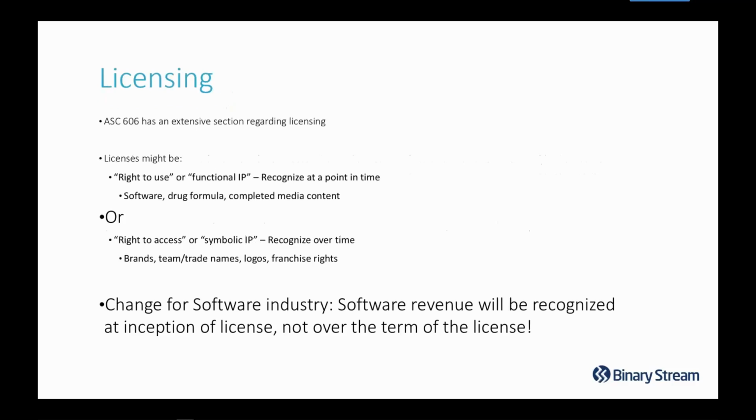And finally, licensing. I'm going to leave that for you, but you notice the last comment, software revenue will be recognized at inception of license, not over the term of the license. So again, little points that you and your auditors have to keep in mind, or your accountants have to keep in mind when you're trying to transact these particular ASC 606 requirements.